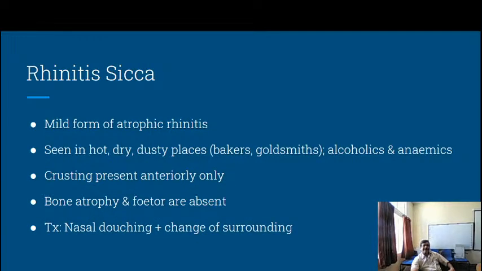And rhinitis sicca is a condition where there is mild atrophic rhinitis, seen in hot, dry, dusty places, in goldsmiths, bakers, alcoholics, anemics, where there is increased blood supply, crusting and bone atrophy, and nasal douching is the one which helps.